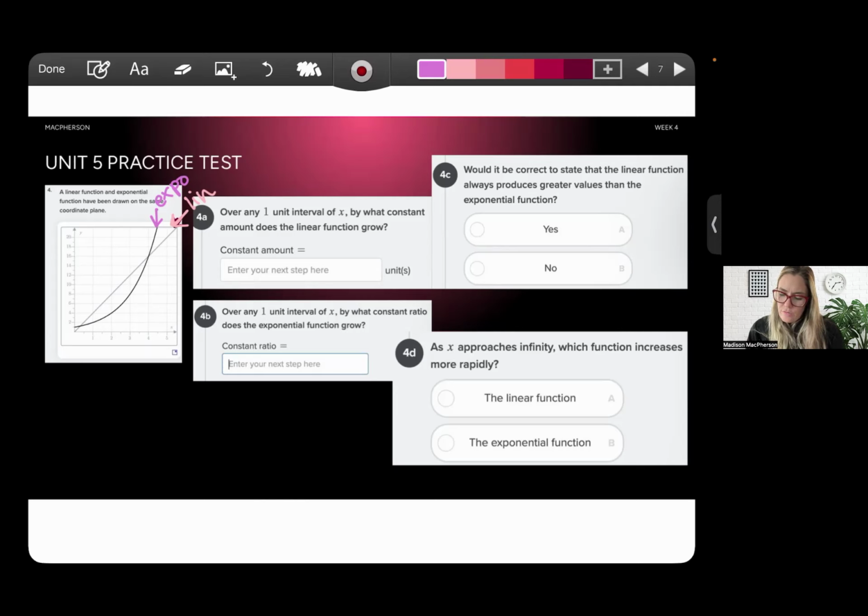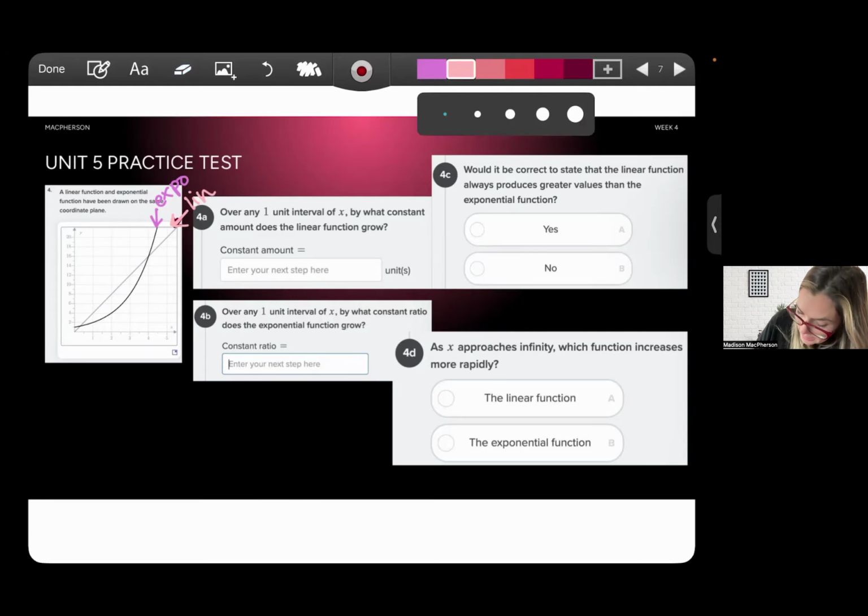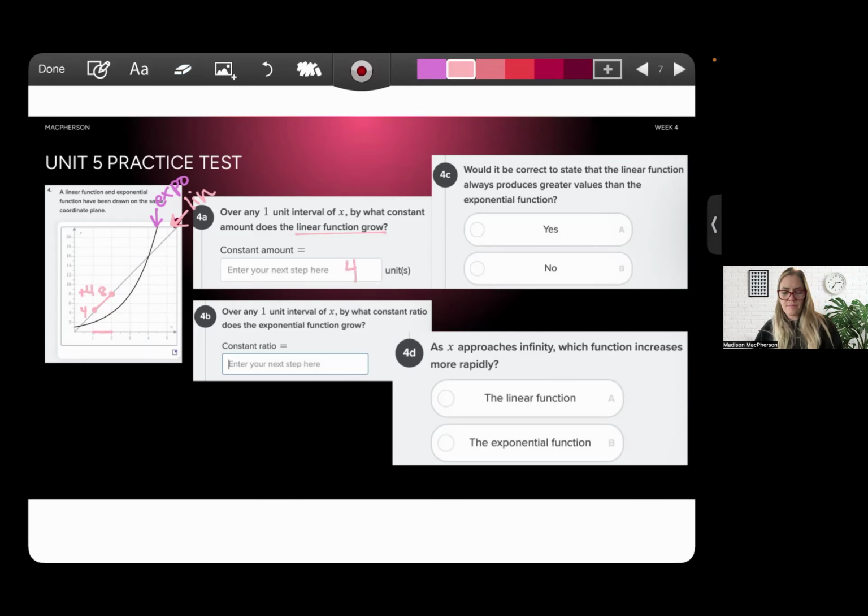4a says, over any one unit interval of x, by what constant amount does the linear function grow? So we're looking at this one over 1 unit. If we go from here to here, we want to know how much that graph is growing. So if we start here, how much did we go up in 1 unit? How much did we go up from 4 to 8? We went up by 4. So this is 4 units.